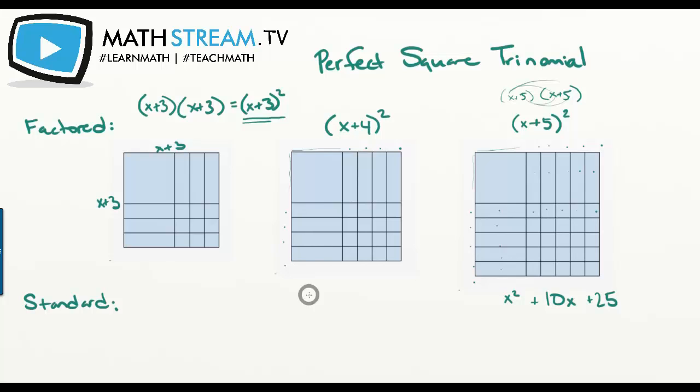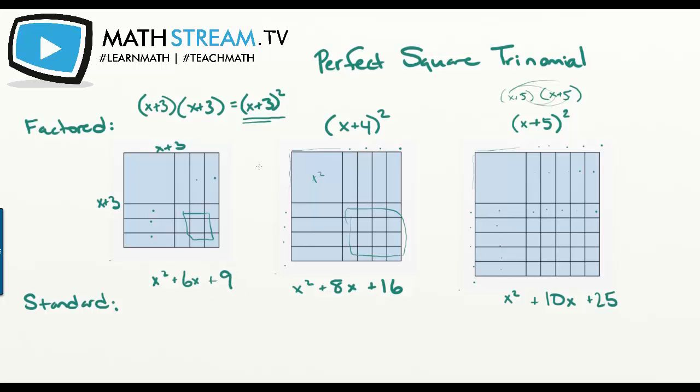For this middle one, I would have 1 x squared. I would have 4 and 4, so 8 x's. And then a 4 by 4 section of ones, which gives me 16. So 4 and 4 gives me 8 x's, and 4 by 4 in this area gives me 16 ones. And then lastly, we have an x squared, and we have 2 groups of 3 x's. That gives me 6 x's. And then we have a little square here, 3 by 3. That gives me 9 ones.